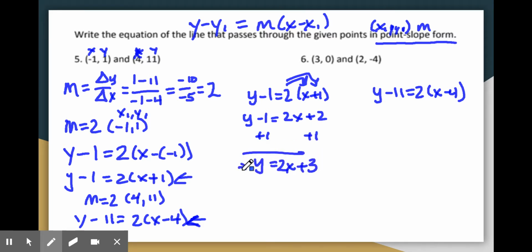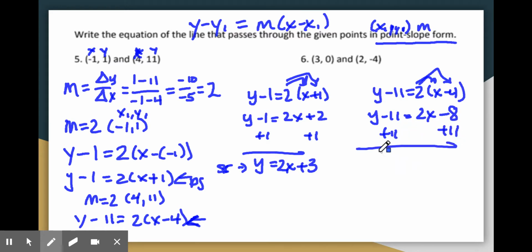This is slope-intercept form, right? This is point slope. Now this one I can do the same thing. Distribute the 2. And then add 11. And I have y equals 2x plus 3.